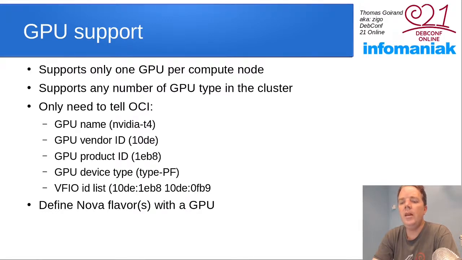What you would do in that case is just tell OCI which is the nice name of your GPU, which is the lspci vendor ID and the product ID. You define the Nova type PF and a VFIO ID list. That's all you got to do, and then you just define Nova flavors with GPU. Then magically, your Nova API will be set up correctly, also the Nova compute on your compute nodes holding a GPU.